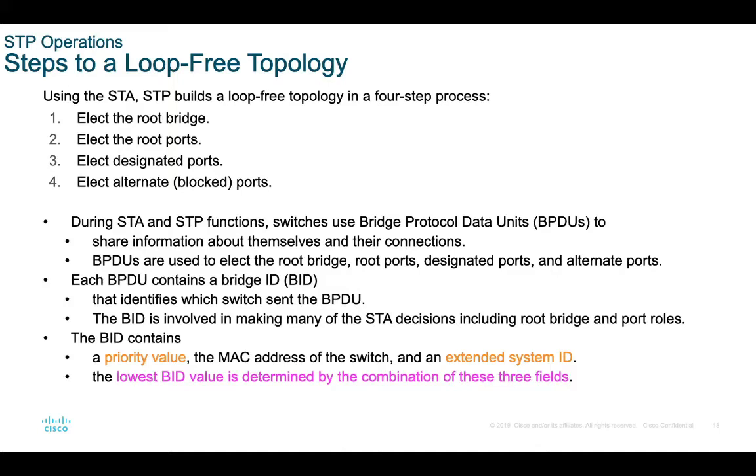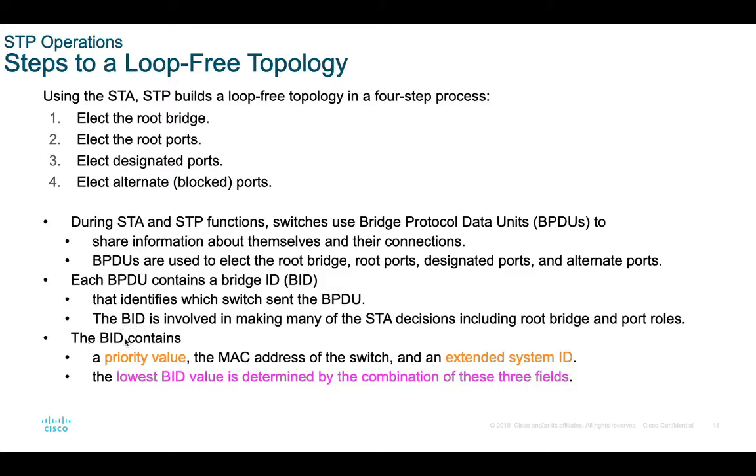During the spanning tree algorithm and spanning tree functions, switches use the bridge protocol data unit, or BPDU, to exchange information. Every device inside a network keeps exchanging information between them. So we have one protocol we call BPDU, bridge protocol data unit, which is sent between switches. Inside that BPDU, there is one piece of information that is crucial in order to create a loop-free topology. They call it the BID, bridge ID.